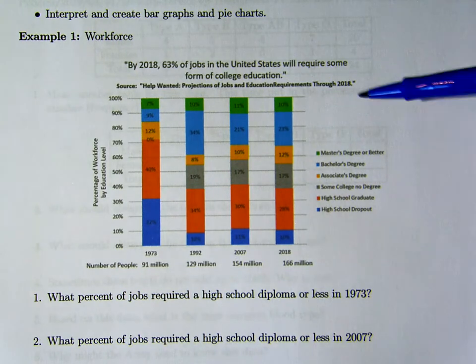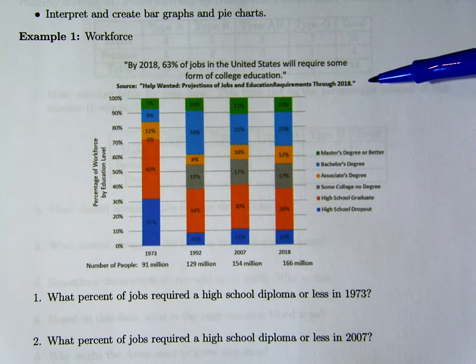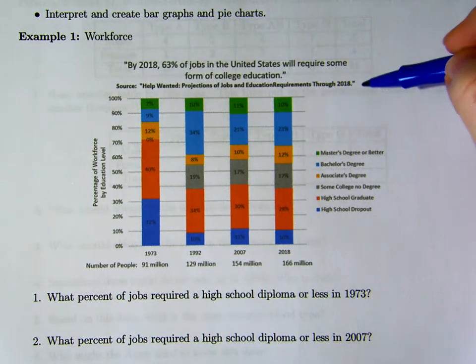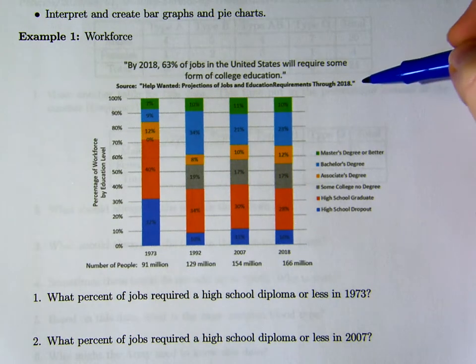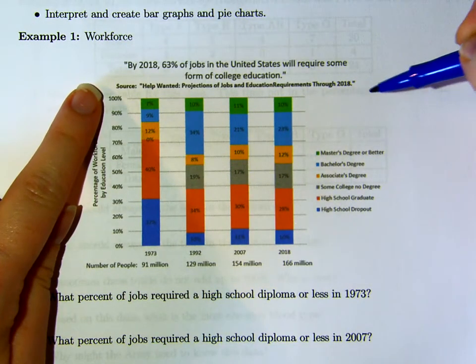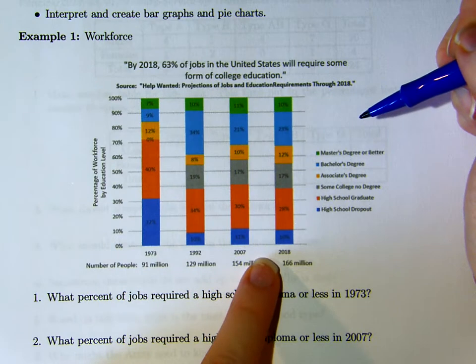So this is projections of jobs and education requirements. Oh, looks like I have a typo right there. Forgot the space. This was actually published before 2018. I want to say in 2012 maybe.